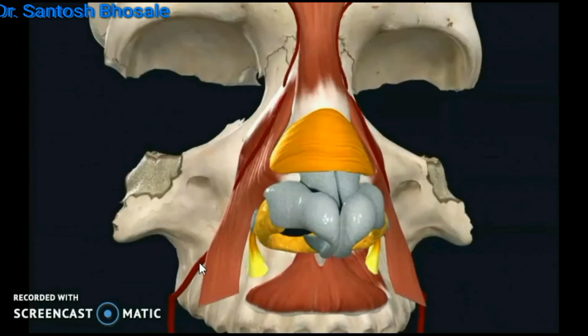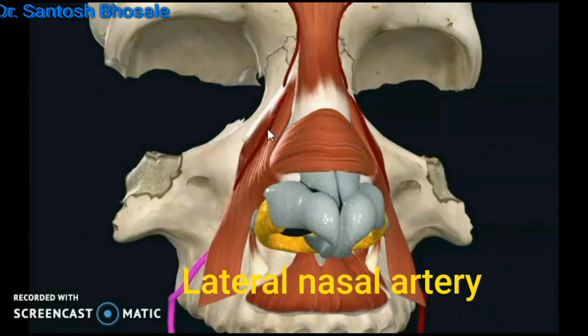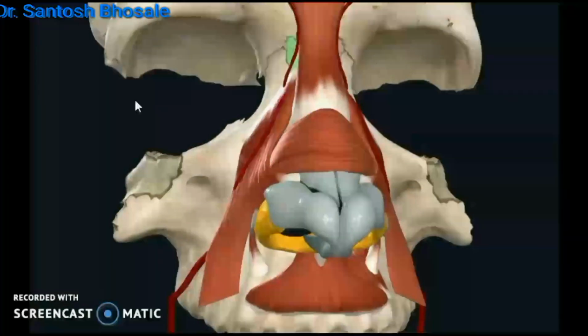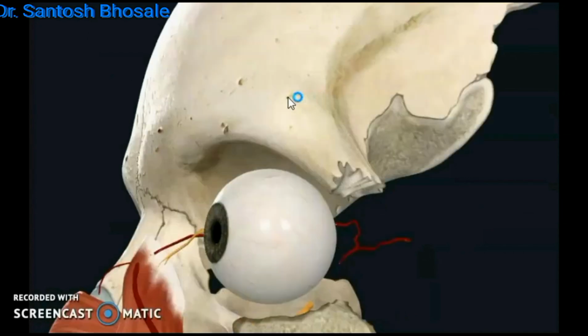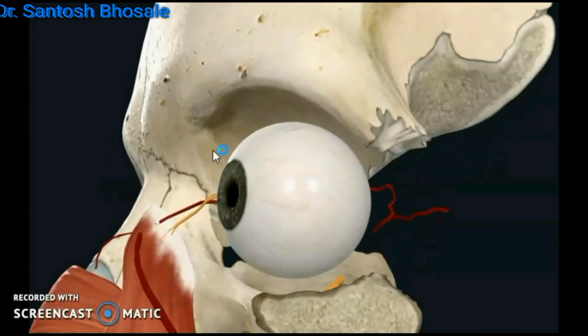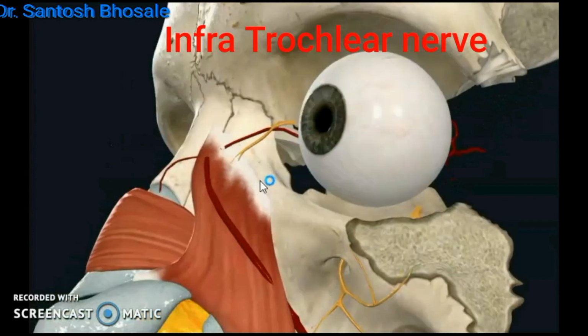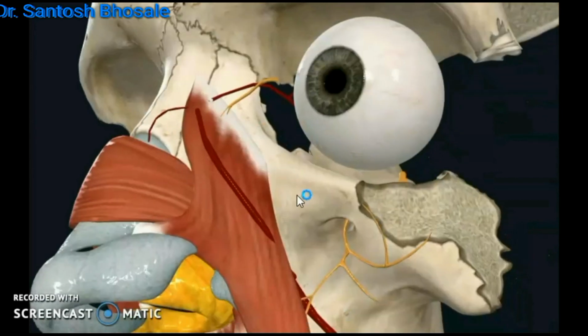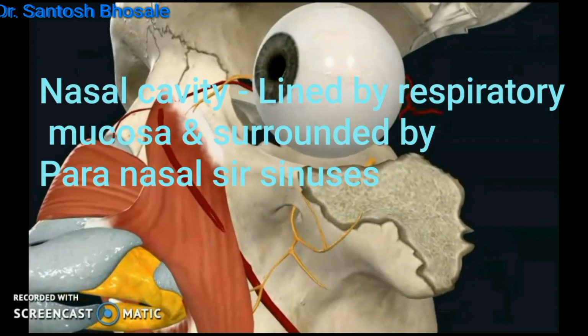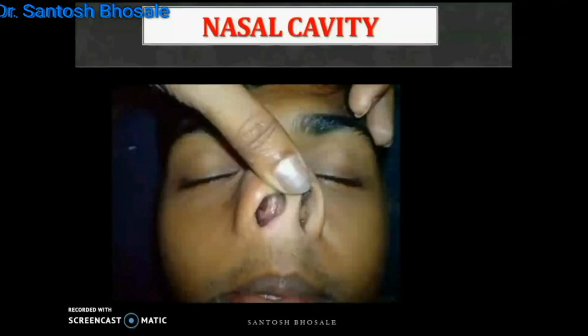And as you come laterally, you will see the lateral nasal artery. It is a branch of the facial artery, and you can see the facial artery gives three branches in the face: superior labial, inferior labial, and lateral nasal. And coming to the nerve supply, it is mainly by the external nasal branch of the anterior ethmoidal nerve, the infratrochlear branch, and the infraorbital nerve, a branch of the maxillary nerve.